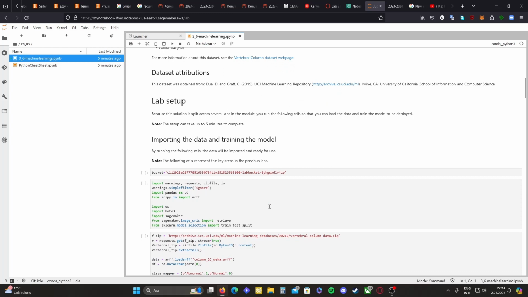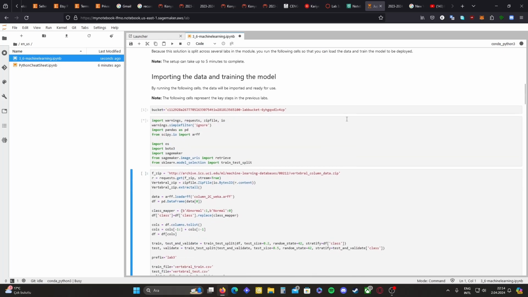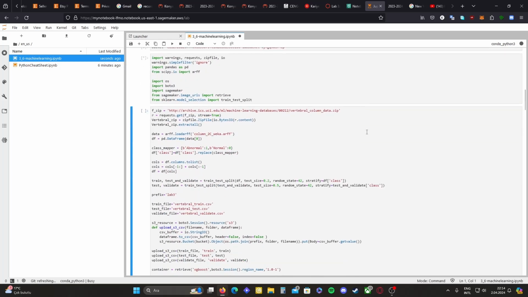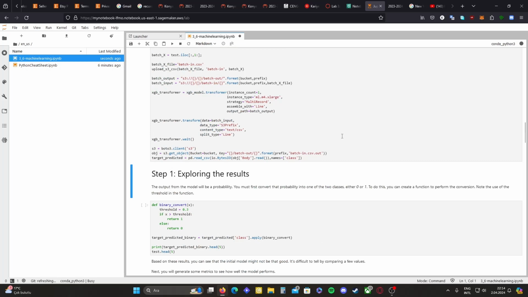So, lab setup. Because this solution is split across several labs in the module, we run the following cells so that we can load the data and train the model to be deployed. By running the following cells, data will be imported and ready to use. So let's run these cells step by step.